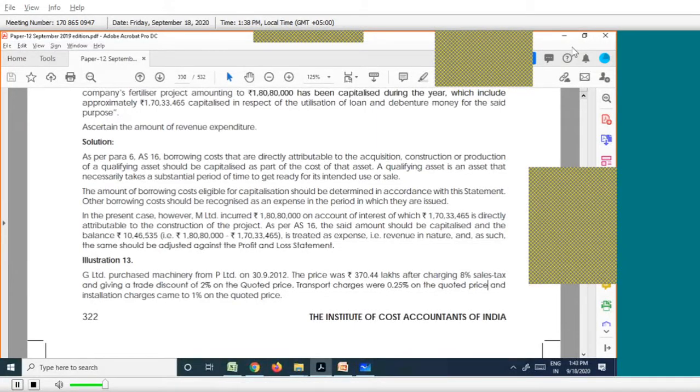Please keep your calculator for solving the problem. Just go through the question first.